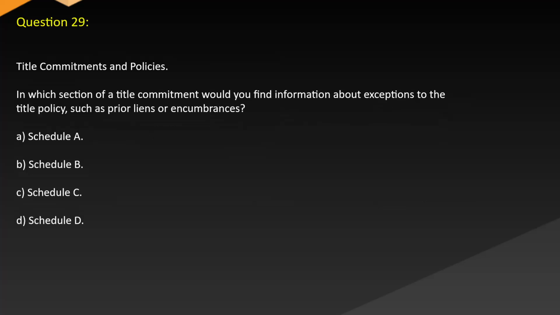Question 29. Title commitments and policies. In which section of a title commitment would you find information about exceptions to the title policy, such as prior liens or encumbrances? A. Schedule A. B. Schedule B. C. Schedule C. D. Schedule D.